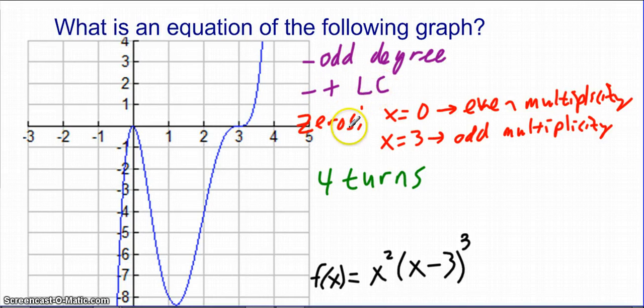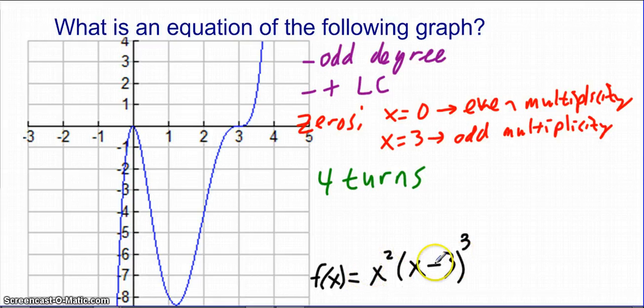Now let's look at the zeros. The zeros are x equals 0 and x equals 3. But I know at x equals 0, because it touches and bounces back, that it has to have an even multiplicity, and because it goes through at x equals 3, it has to have an odd multiplicity. I can see visibly 4 turns, so 1, 2, and then 3 and 4 turns, therefore it has to be a minimum of a 5th degree polynomial.